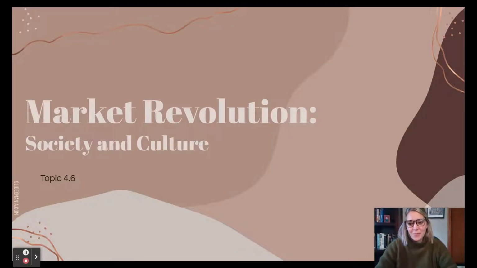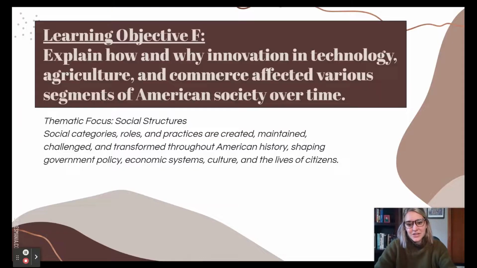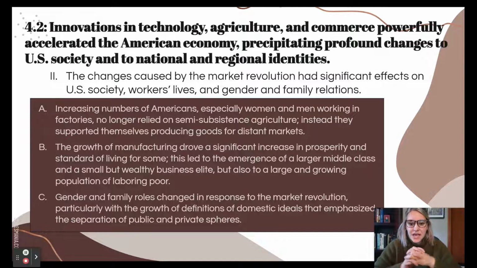Today we are going to be discussing topic 4.6, which is our second lesson on the market revolution. Today we're going to be talking about how the market revolution affected society and culture. So the learning objective is to explain how and why innovation in technology, agriculture, and commerce affected various segments of American society over time. So let's take a look at the key concepts.